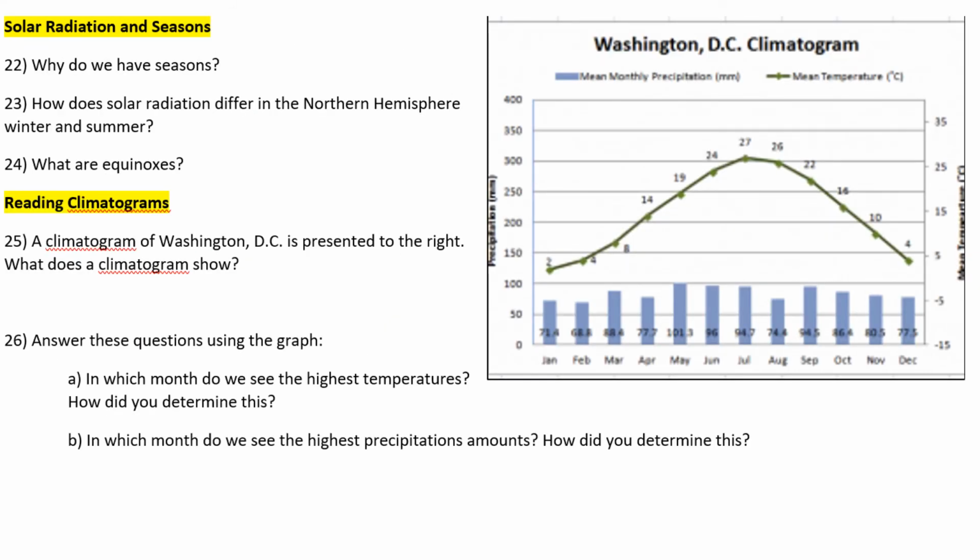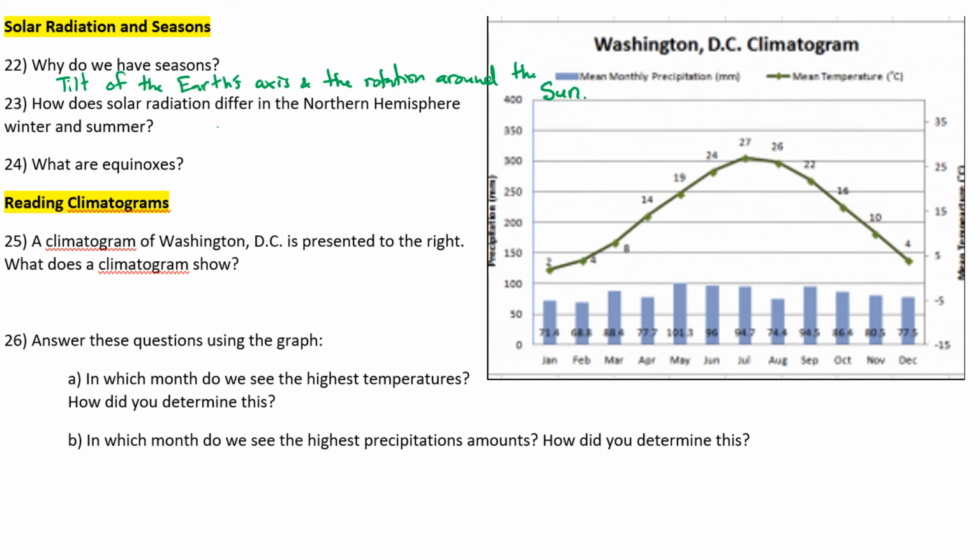Why do we have seasons? So it's simply due to the tilt of the Earth's axis and the rotation around the sun.